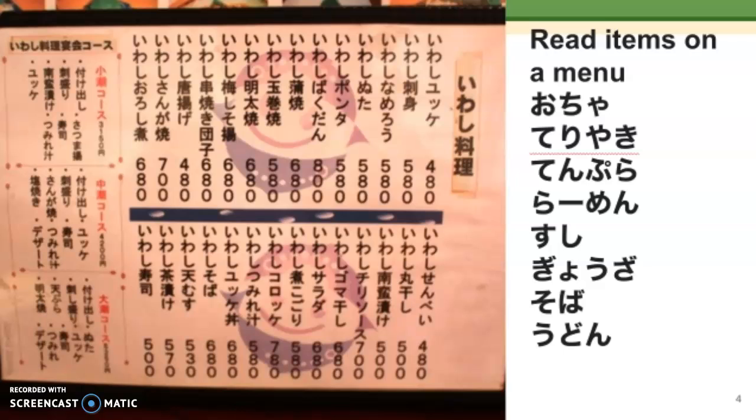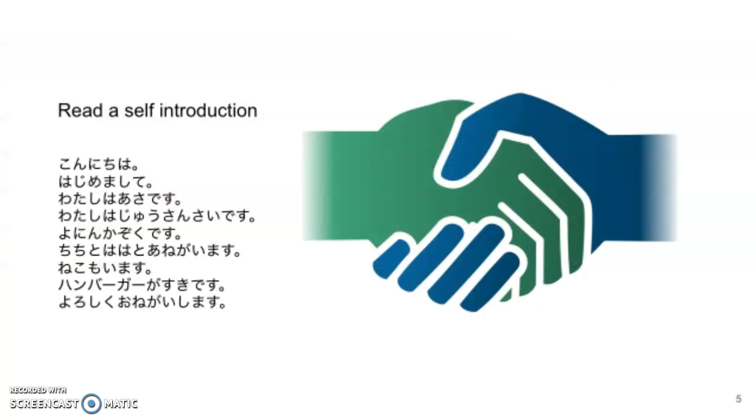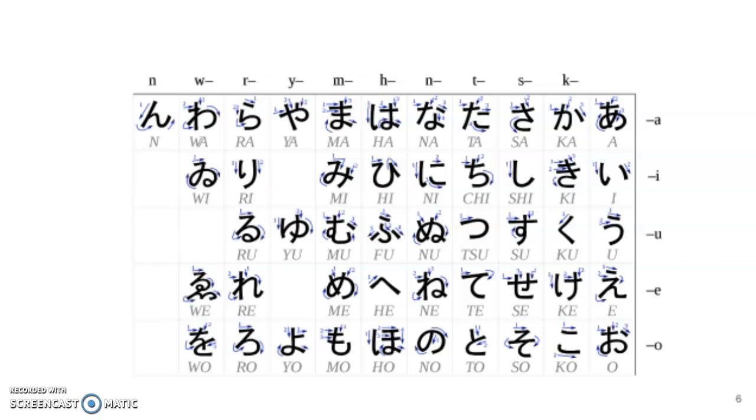So reading words is important, and also being able to read sentences, for example, a brief self-introduction. And on this slide, I show you this is the entire contents of what they're learning. These are the 46 hiragana symbols, including the romanization of their sounds.